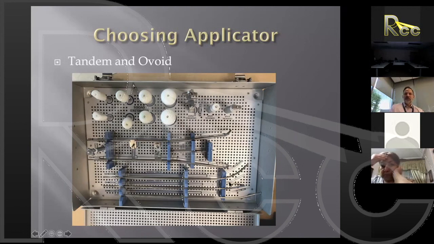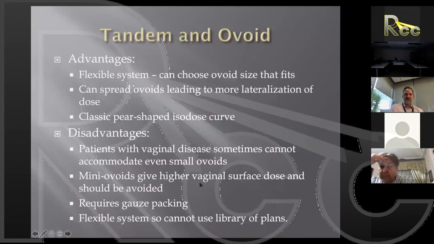Choose a tandem that matches the flexion of the uterus. Advantages of tandem and ovoid.